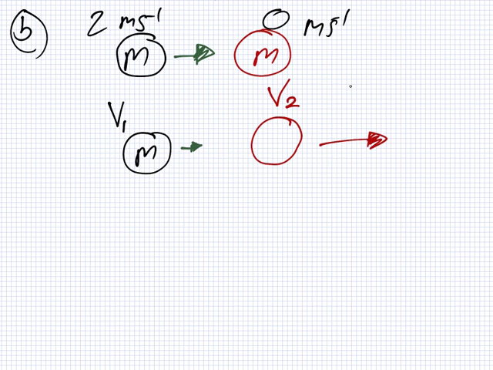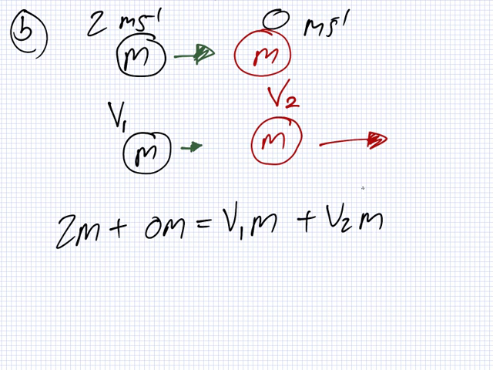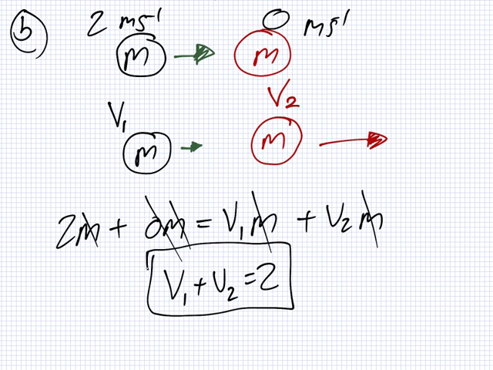When I do it this time, my answer should still be nearly 0 and nearly 2, but we're going to be more accurate, more specific, okay? So, let's use conservation of momentum. What's the momentum here? 2m plus 0m equals V1m plus V2m. Cancel. So I have V1 plus V2 equals 2. Now, what is the problem with this equation? Two unknowns. So we need a second equation.